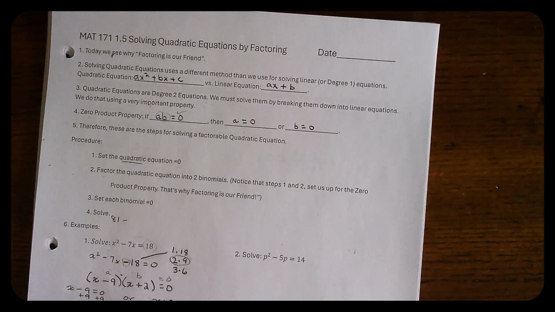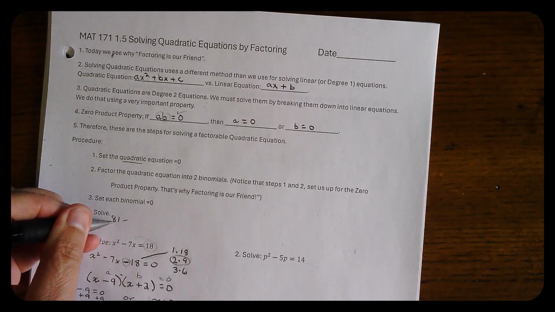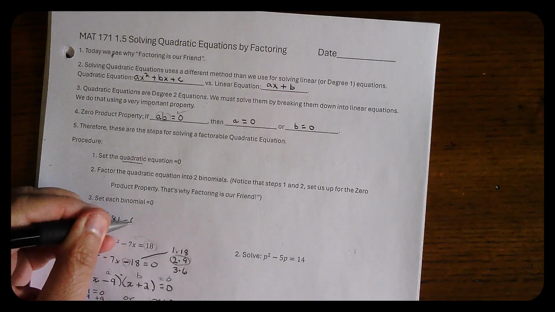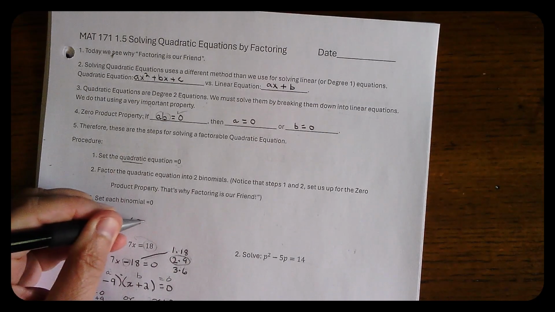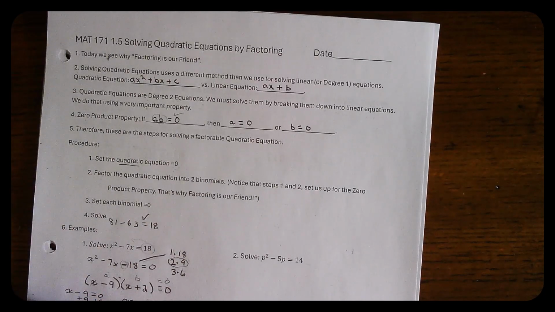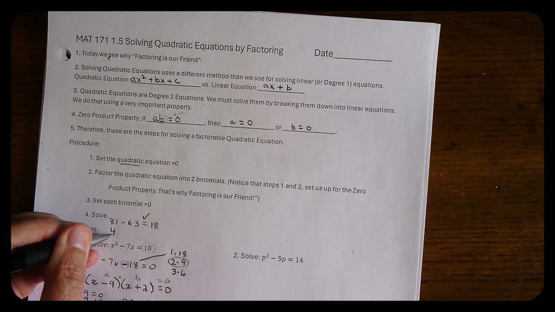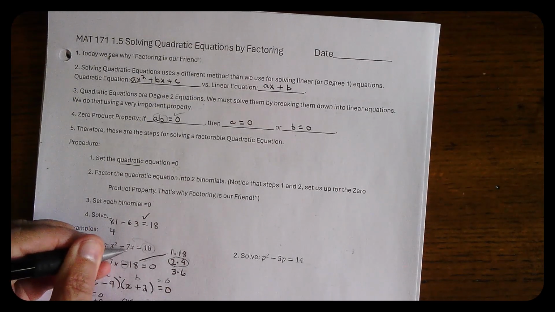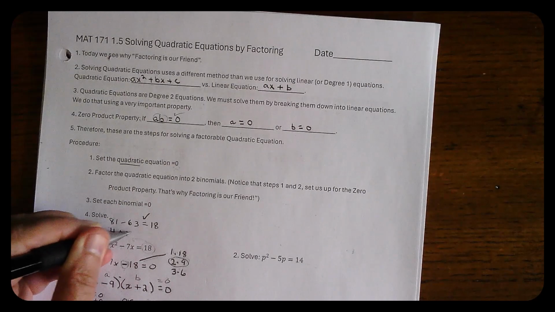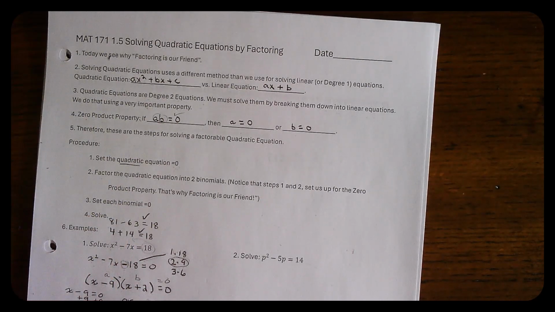We can check the work here. If we put 9 in here, we get 81 minus 7 times 9, which is 63. And that does give us 18. But if we try negative 2 and put negative 2 in here, quantity squared, that's positive 4. Minus 7 times negative 2, that's positive 14. And that also equals 18.